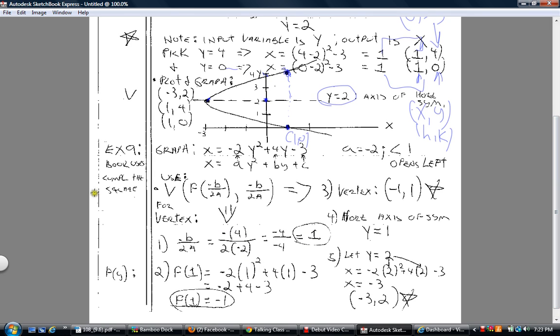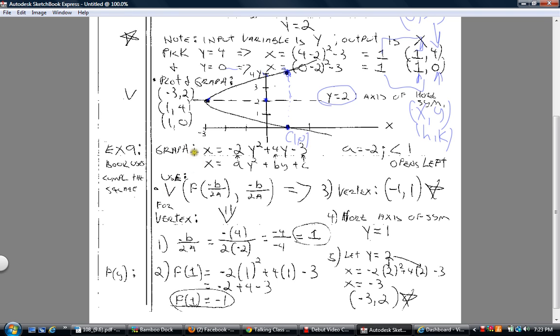Now example number 9 here, we're going to get this one started. They are going to give us a standard form of the equation, but this time it's x equals. So you know it's a horizontal graph. Everything's backwards. Okay, but you still got your A, your B, and your C. Okay, and this time when you find a vertex, you remember it's all switched.